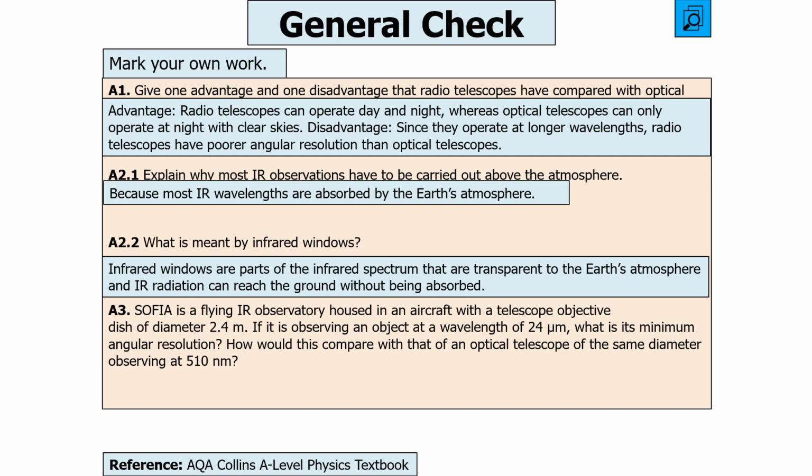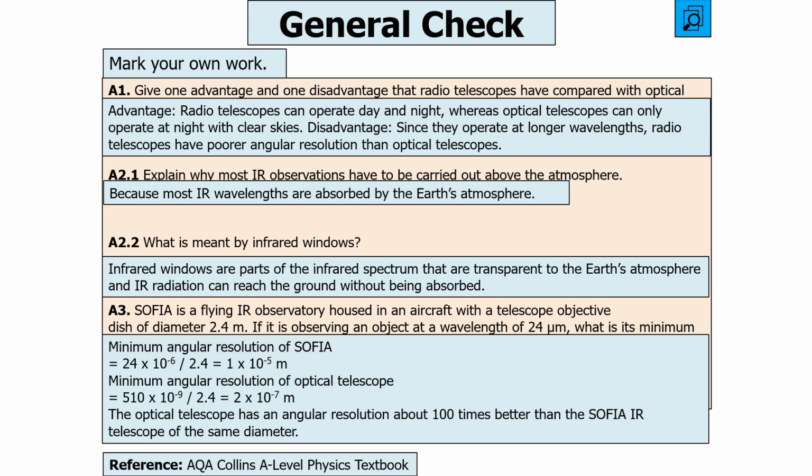Now we can work out the minimum angular resolution by making sure we're using the same units, so convert our nanometers into meters and our micrometers into meters, pop them in there, and you can work it through to be 1 times 10 to the minus 5 and 2 times 10 to the minus 7 meters. That therefore tells you that the optical telescope has an angular resolution of about 100 times better than the infrared telescope of the same diameter, mostly because of the wavelength of the light itself.